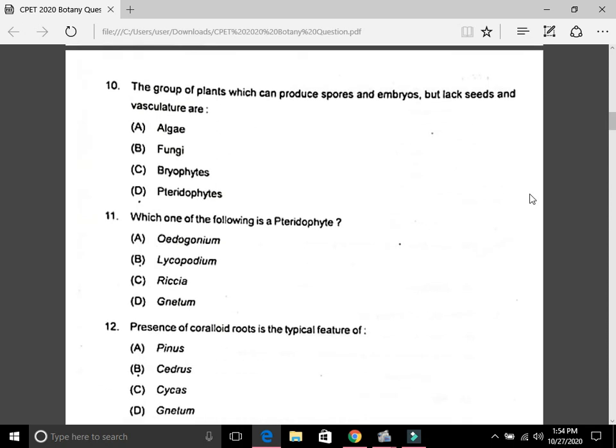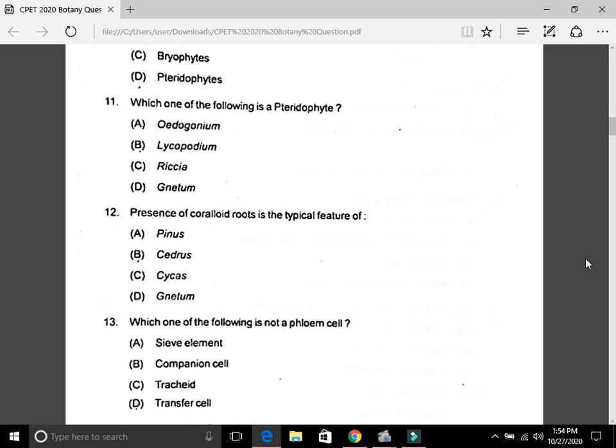The group of plants which can produce spores and embryos but lack seeds and vasculature are, the answer is C, bryophytes. Which one of the following is a pteridophyte? The answer is B, Lycopodium. Presence of coralloid roots is the typical feature of C, that is Cycas.